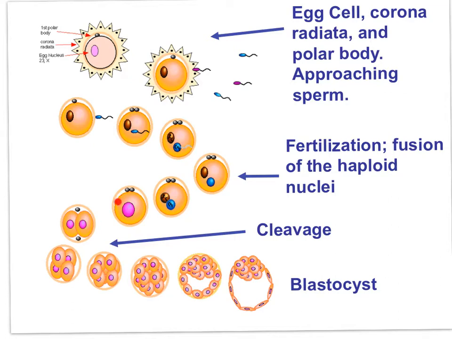Fertilization forms the diploid zygote. Then the zygote divides mitotically, and this is called cleavage. 1 cell to 2, 2 to 4, 4 cells to 8, 8 to 16 to 32 to become a fluid-filled structure known as the blastocyst. The blastocyst implants in the uterus.